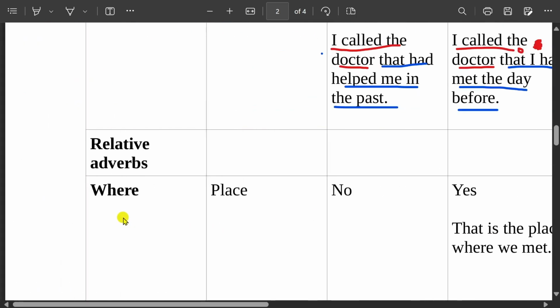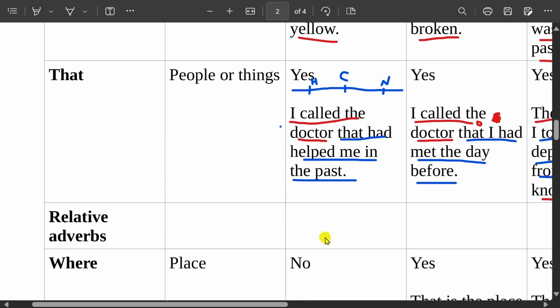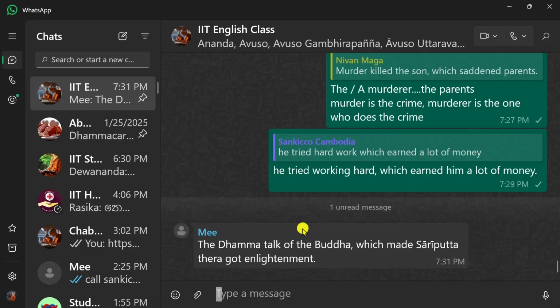Now, please make a sentence with that. Can you make a sentence with that? And please include one sentence without that. Can you do it? A sentence with a hidden that. Then you make another sentence any way you want with that as a relative pronoun.